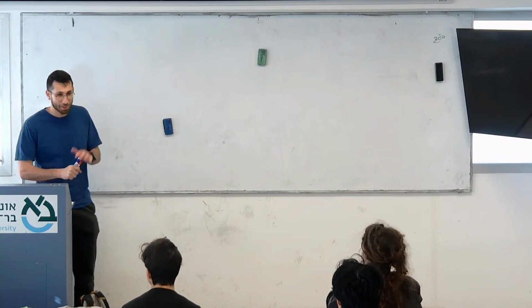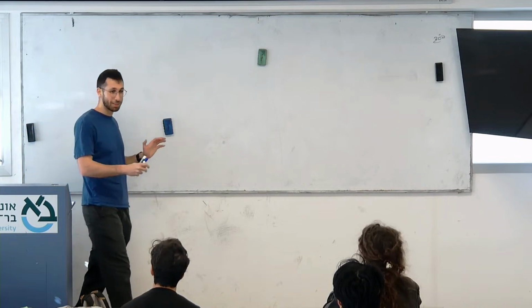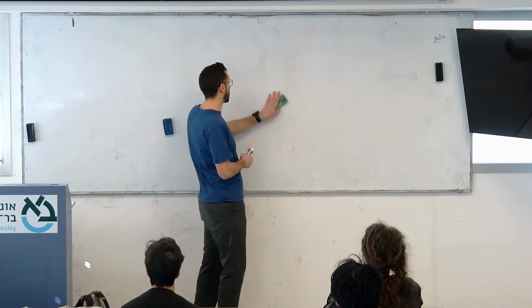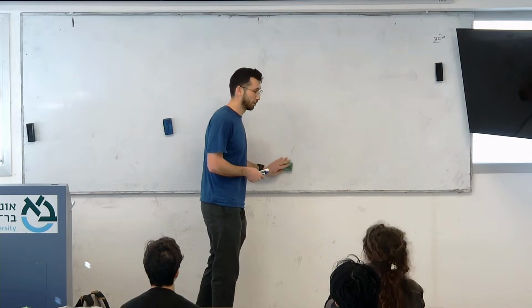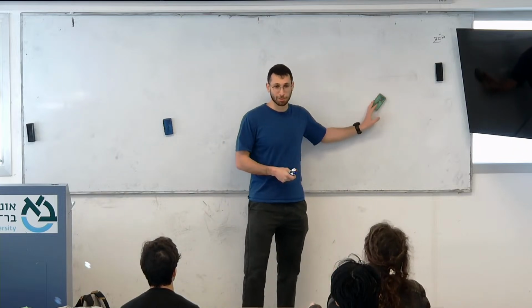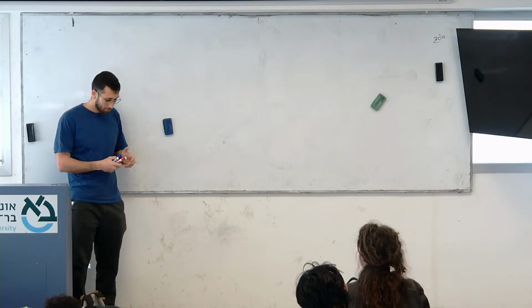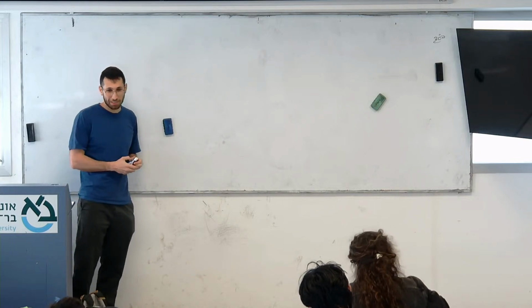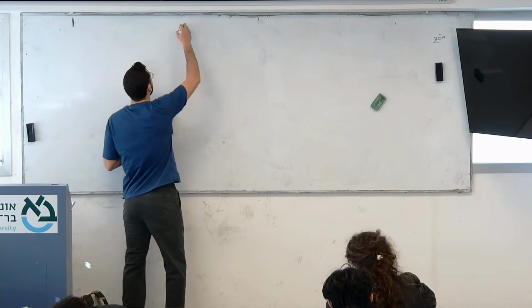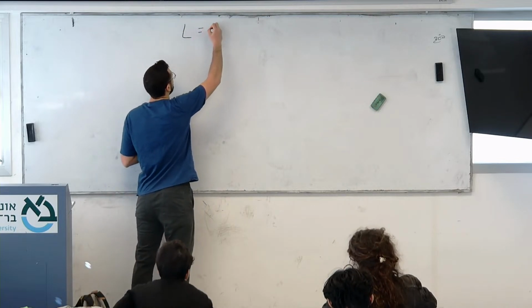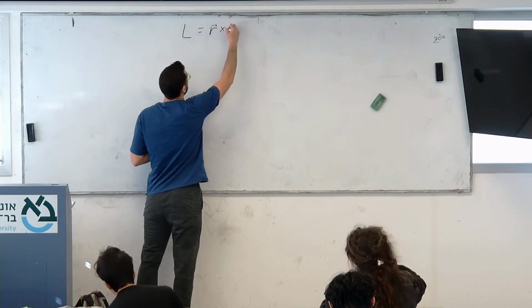Today we have a very important subject. When I say very important, I mean it's a little bit of a hard subject, because we're going to talk about angular momentum. What we know about angular momentum, we define it as the cross product between R and P.